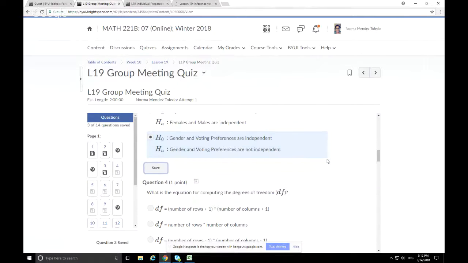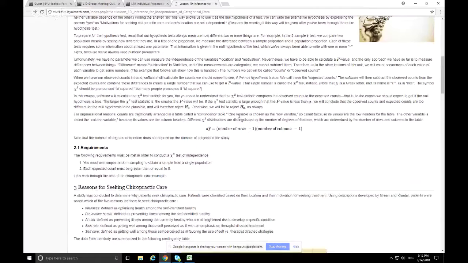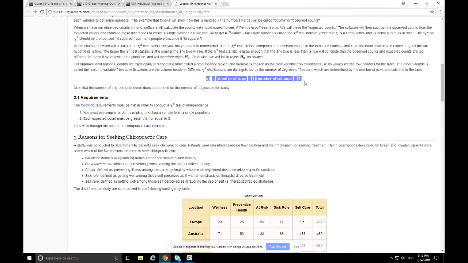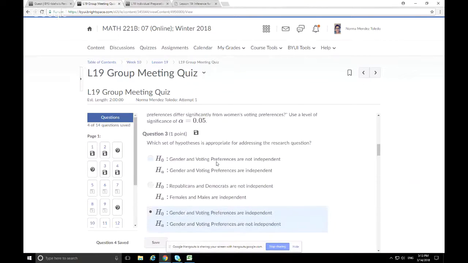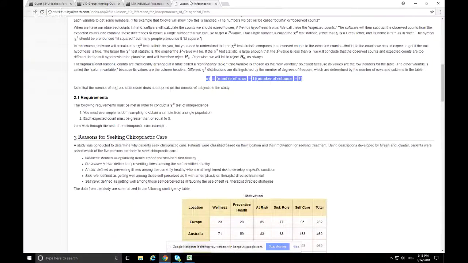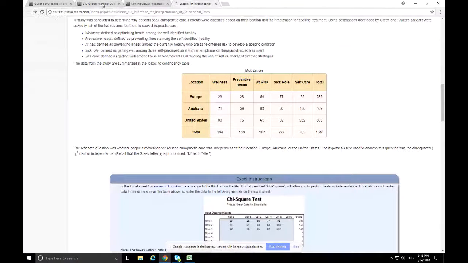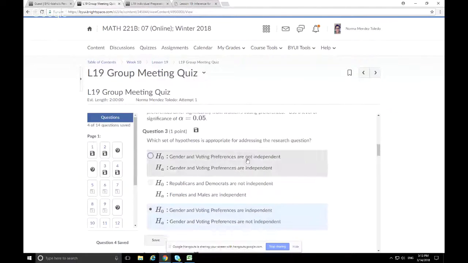What is the equation for computing the degrees of freedom? It's the last one, right? Number of rows minus 1 times number of columns minus 1. Yeah. What is the correct choice for degrees of freedom for this problem? So number of rows minus 1, number of columns minus 1. So number of rows is 3 minus 1, which is 2. We count the bottom one? Do we not count the bottom? I don't know. Do we? 2 minus 1. 2 minus 1 is 1. 1 times 2 is 2, right? Yeah. 2.